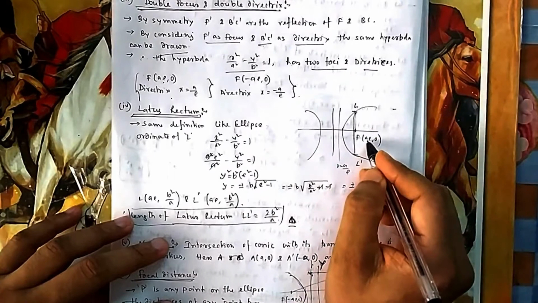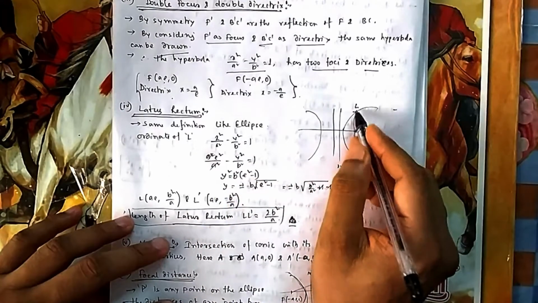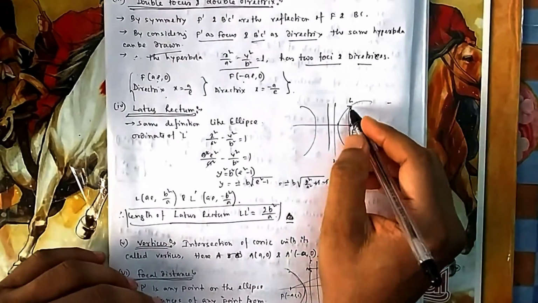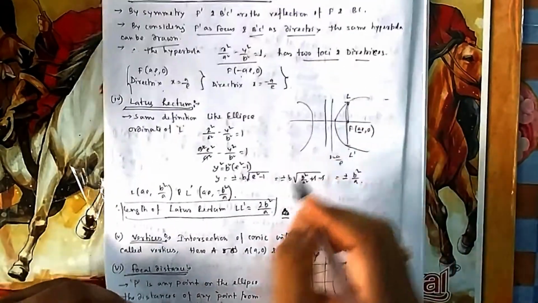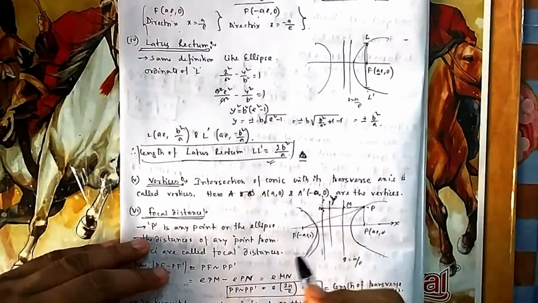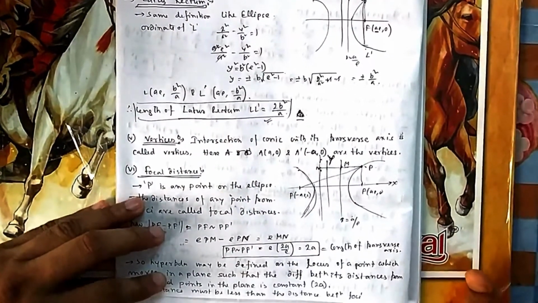If you put x equal to AE, then you can find the y coordinate. It is the same as for the ellipse, b square by A, that is, minus b square by A at x equal to AE. Similar to the ellipse. So what will be the length? The length is also similar to the ellipse, 2b square by A.